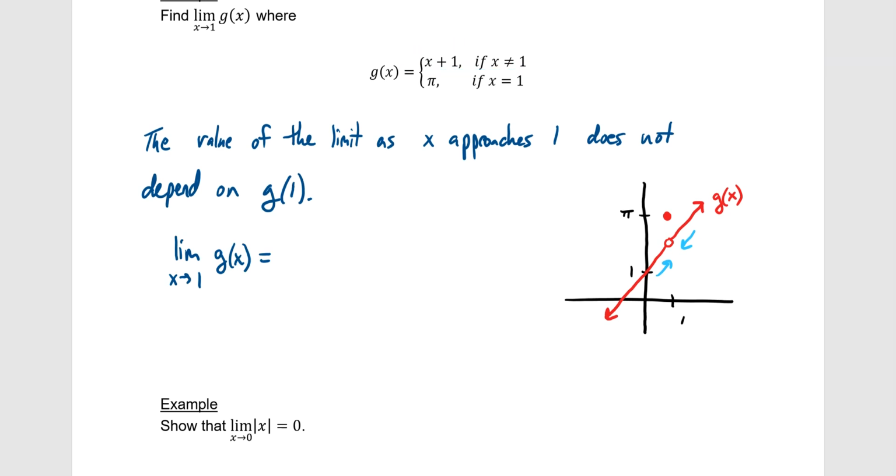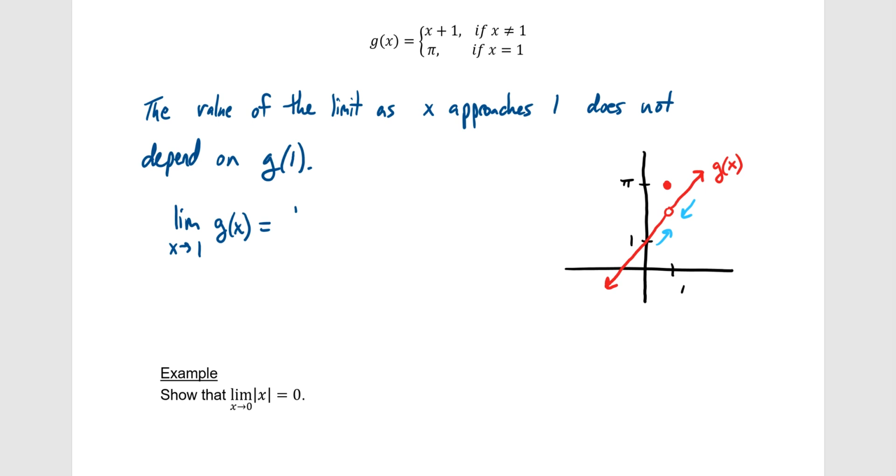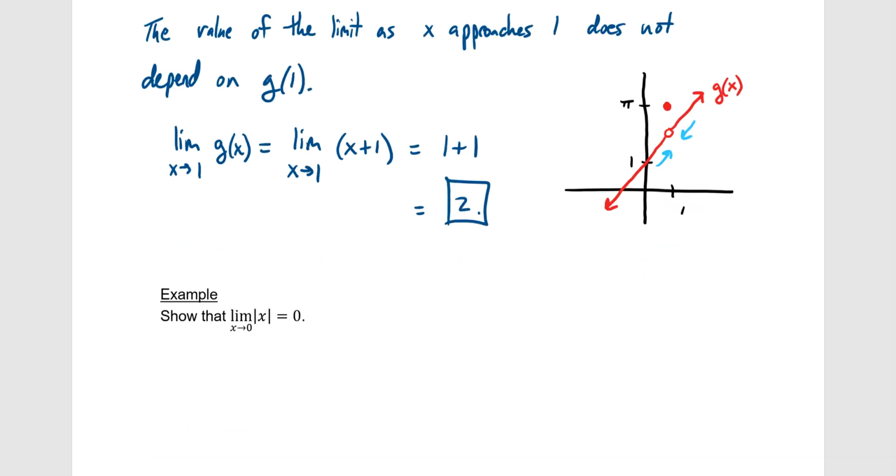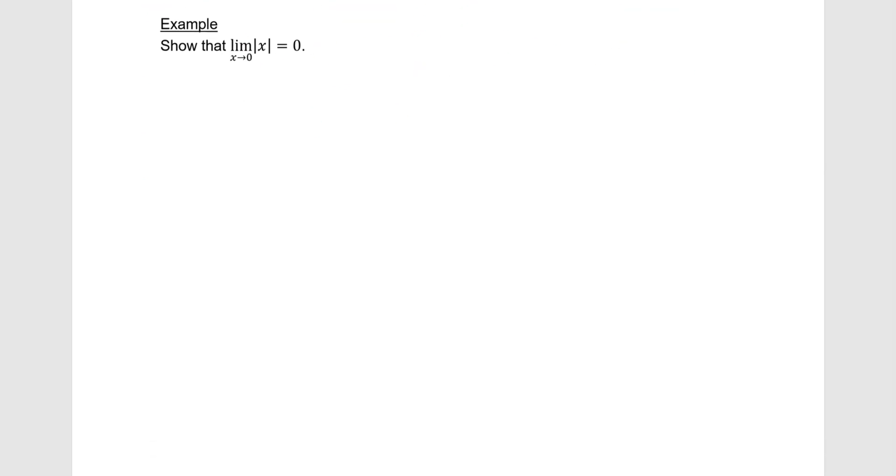So the limit of g of x as x approaches 1 is going to equal the limit as x approaches 1 of that first function. And this is just direct substitution, right? So 1 plus 1, and that gives us a value of 2. Like I mentioned before, it definitely helps being able to draw this, or you can just kind of logic your way through this one. Okay, for this next example, let's show that the limit of the absolute value of x equals 0.